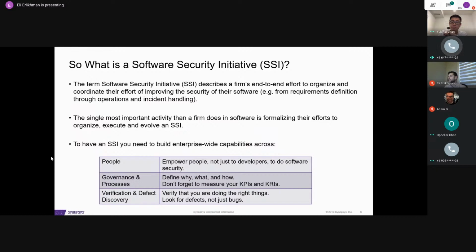So let's talk about what a software security program looks like, a software security initiative. And the way I like to define it, it's the organization's end-to-end effort to organize and coordinate to improve the security of all of their software assets, okay? And the single most important thing that organizations can do to build a software security program is actually to formalize the efforts to organize themselves. And what does it usually mean? It means that you want to have a single individual within the organization who is accountable for software security assets from end to end. And it's not as simple or as common as you would think.